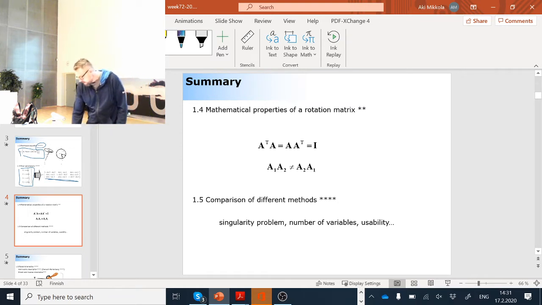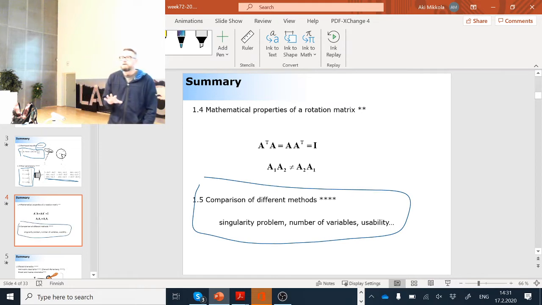And then finally, comparing the methods. If I ask, what's the difference between Euler angles and Euler parameters? The correct answer is not saying, well, parameters and angles. That's a difference because the title says Euler angles, Euler parameters. No good. So I'm not going to give you any points for that.